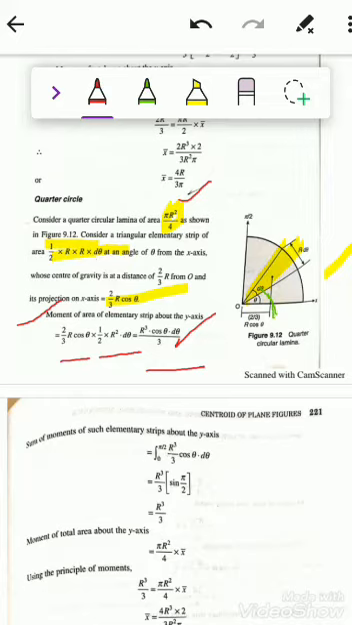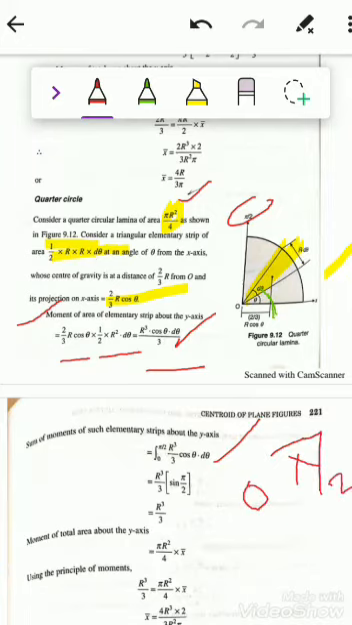In order to calculate the moment of n number of strips, you have to integrate this equation. Under what limits? 0 to pi by 2, because the quarter circle spans 0 to pi by 2. In the semicircle you integrated under the limits of minus pi by 2 to plus pi by 2, but here you have to integrate from 0 to pi by 2. That is the difference in limits. By integrating you will get this equation.